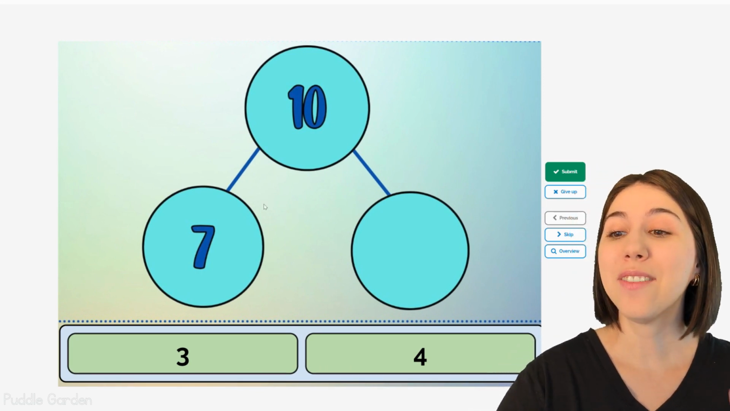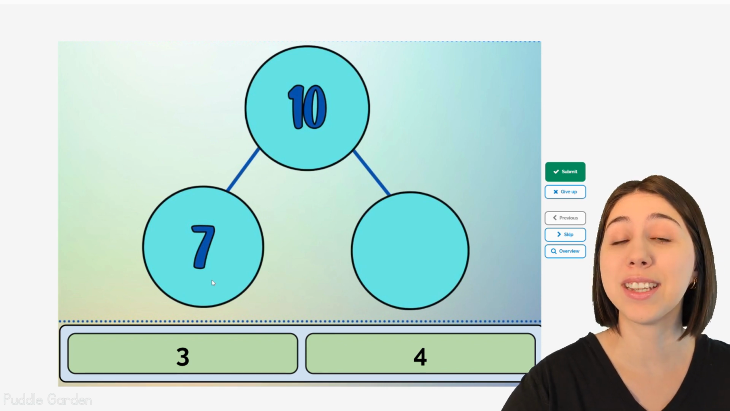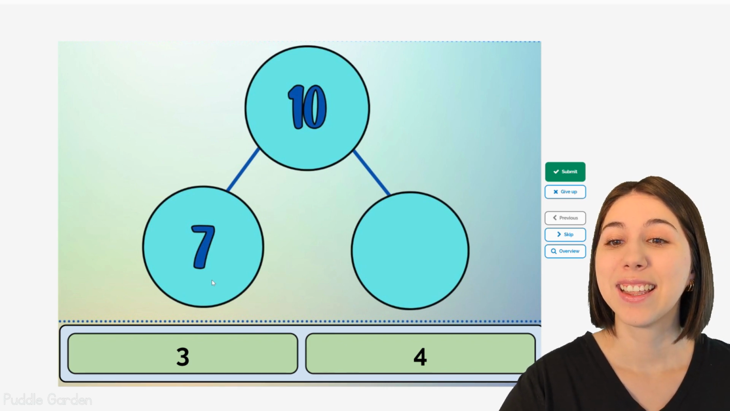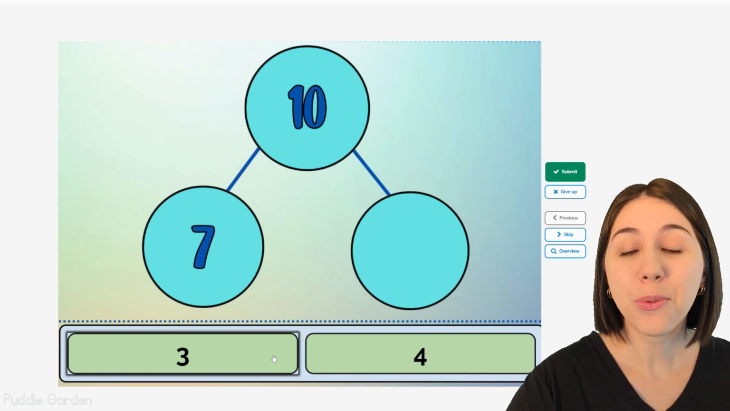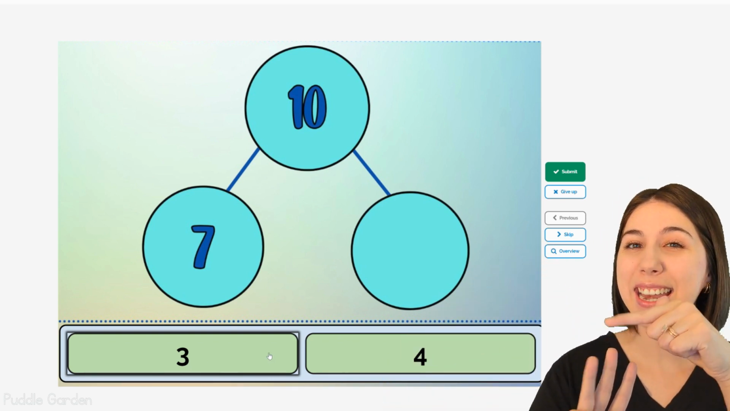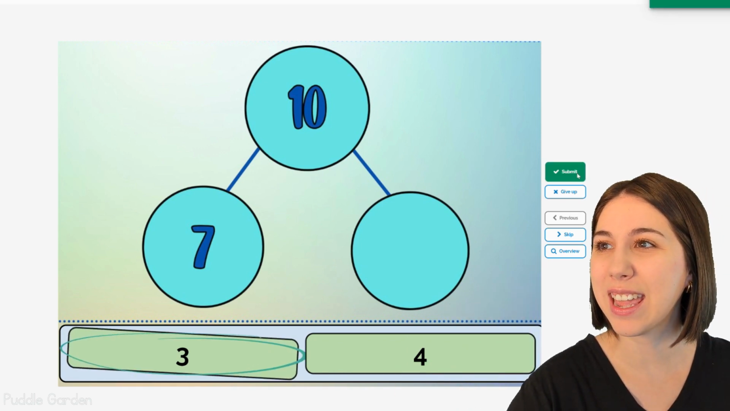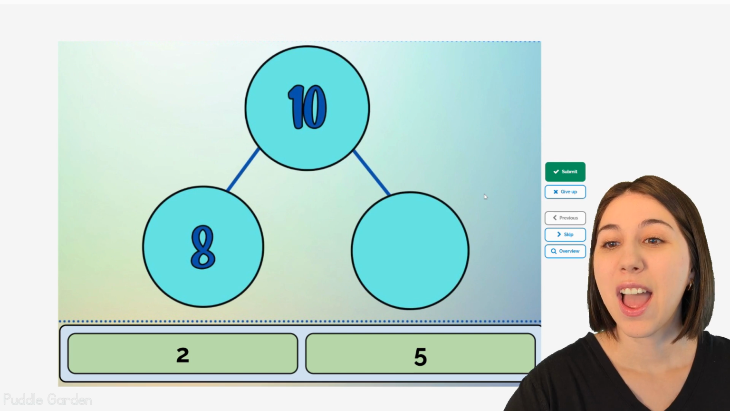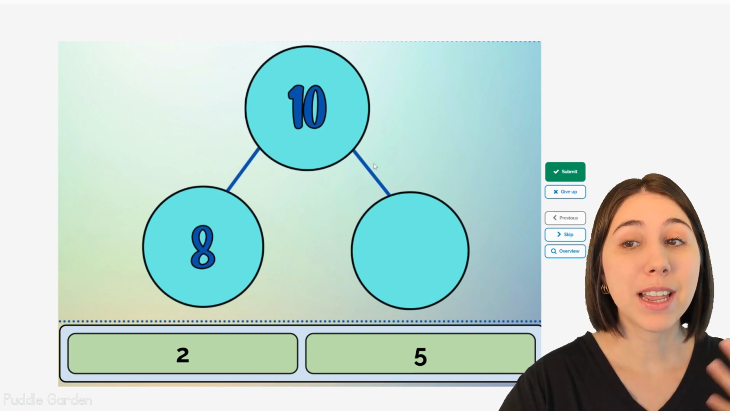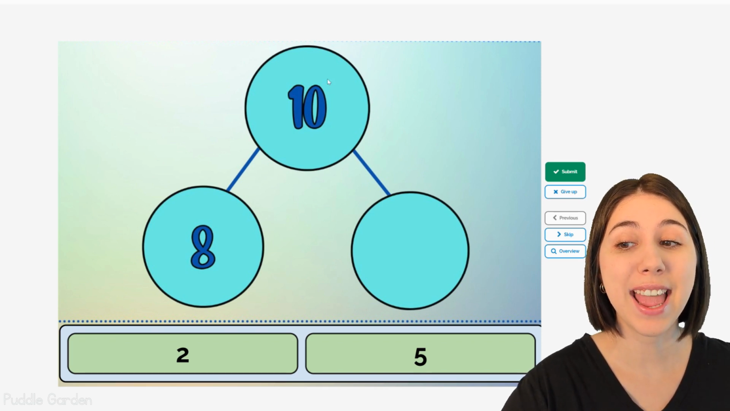Ooh, now we have our 7. Do you remember what number we add to 7 in order to get 10? That's right, we add our 3 because 7, 8, 9, and 10. So we're gonna add our 3. Ooh, 8 plus what equals 10? 8 plus what equals 10?